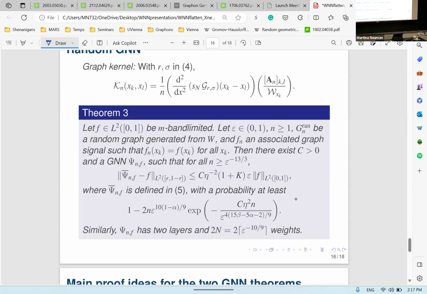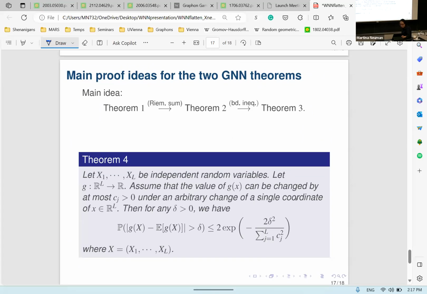And the way that we're going to do that for the case of the random graph neural network is we use the bounded difference inequality. So if you have a function of independent random variables, then the output of such a function is going to be close to its expectation with high probability. So that's all that we use in order to deduce a random theorem from a deterministic theorem.